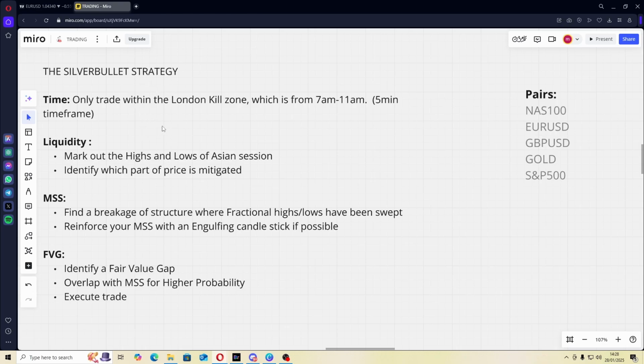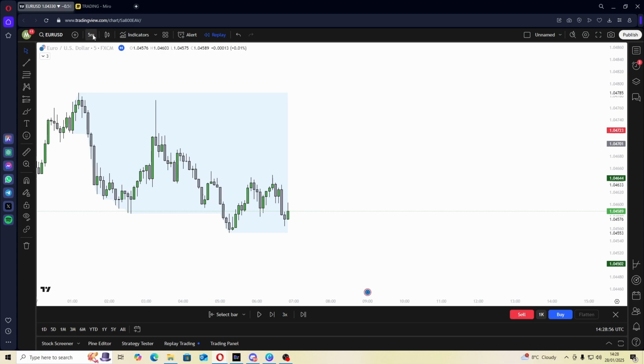All you need to do in this strategy is mark out the kill zone, which is from 7 to 11 on the 5-minute time frame. And then you need to mark out the highs and lows of Asian session. So you can see we're on the 5-minute time frame right here. And these are the highs of Asian session. And these are the lows of Asian session around here.